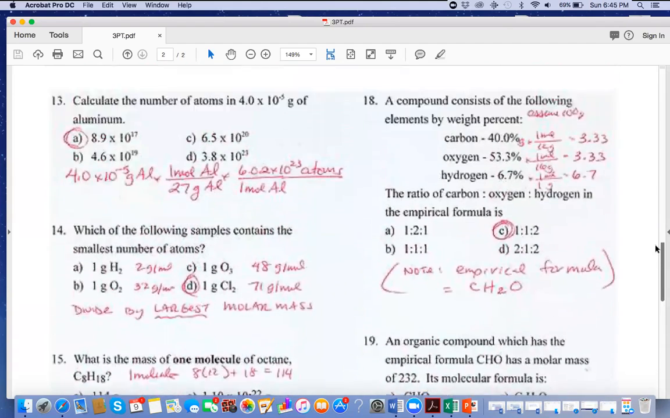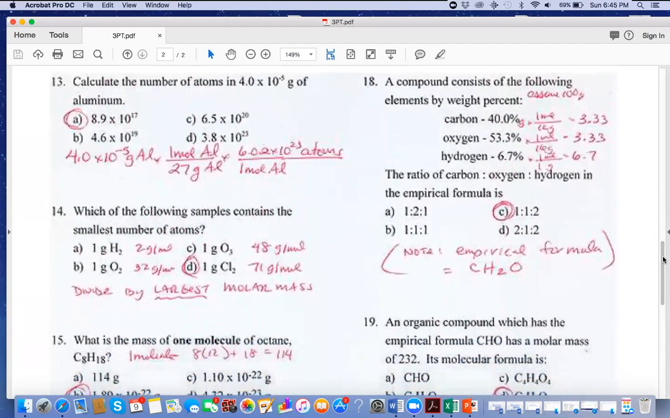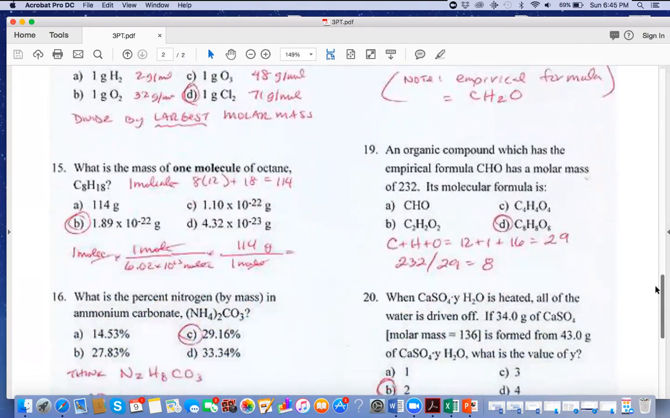Of the following, the only empirical formula is HNF2. The compound consists of the following elements by weight percent. So we're going to assume 100 grams and figure out how many of each we have. So 3.33 for carbon and oxygen, hydrogen is 6.7. So the ratio of carbon to oxygen to hydrogen in the empirical formula is 1 to 1 to 2. Note the empirical formula is CH2O.